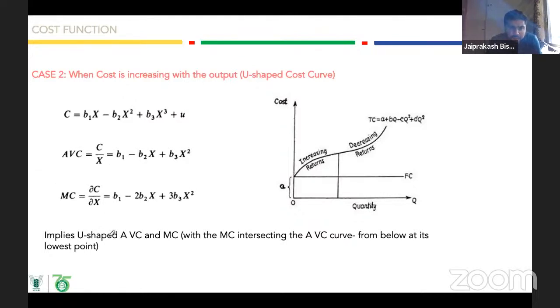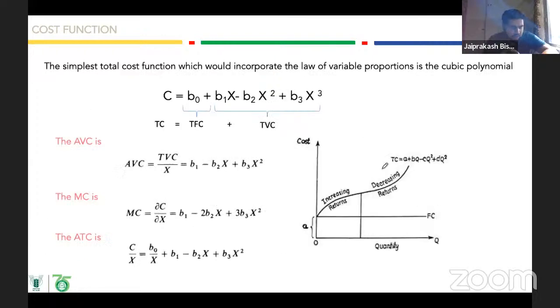It implies a U-shape in ABC and marginal cost. From this total cost, if you derive the marginal cost and average variable cost, it will give a U shape, which we have done earlier. Okay, I am about to finish my first part, and I think I am on time.